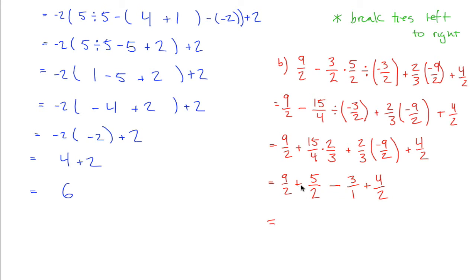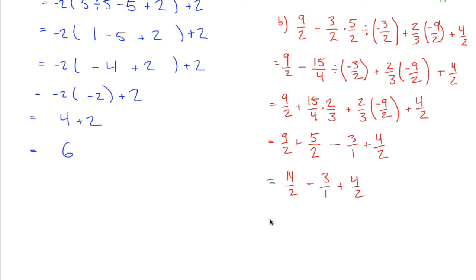Now we're looking for addition. We got addition, subtraction, addition. So I guess we're looking for addition or subtraction, but working from left to right. 9 halves plus 5 halves is 14 halves. Sure, minus 3/1 plus 4/2. If you simplify each of these fractions, they're all whole numbers. 14 halves is just 7. 3/1 is just 3. 4/2 is just 2.